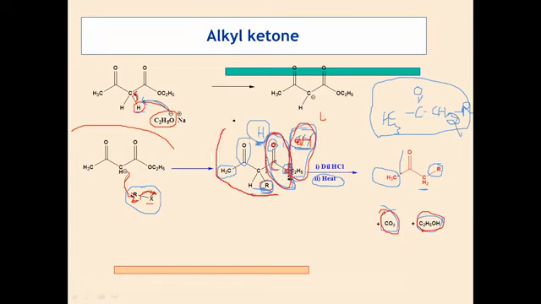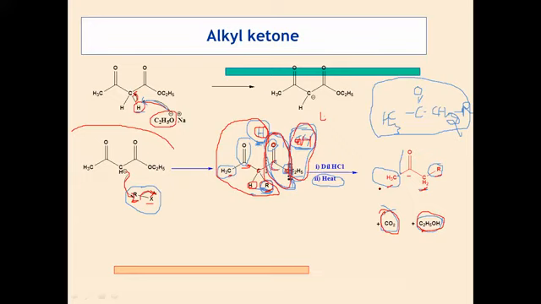Now here is R CH2, this is the carbon, hydrogen and hydrogen, R CH2 C double bond O, and the last one is CH3. So in this way we have also seen the synthesis of an alkyl ketone.